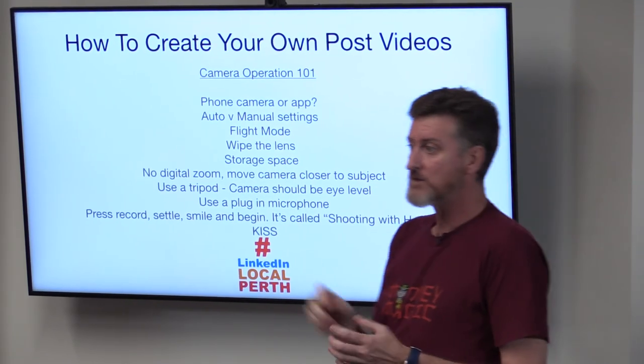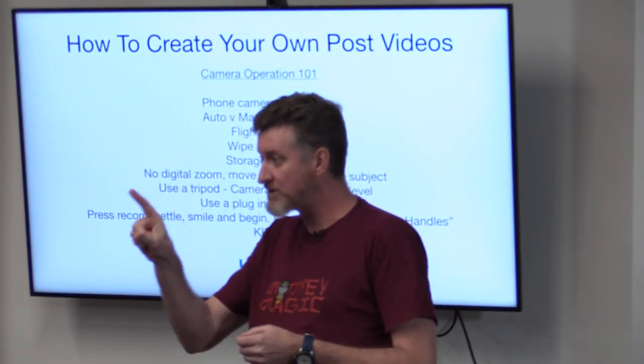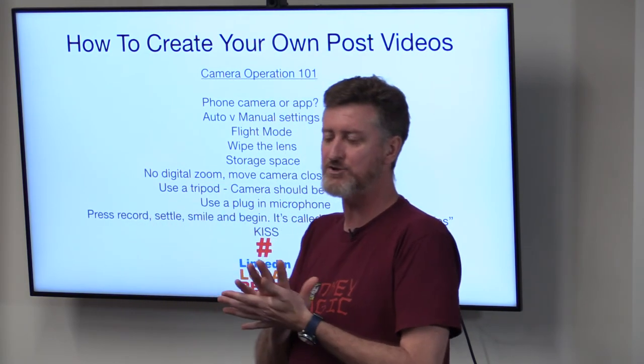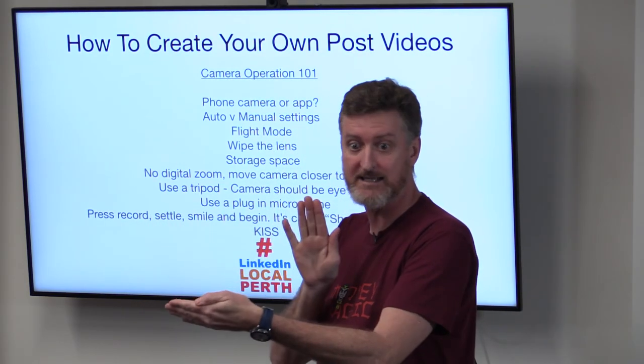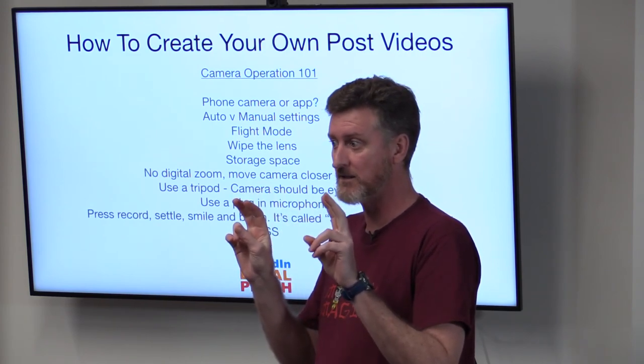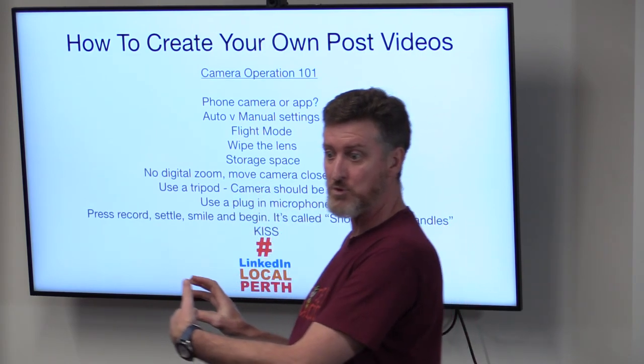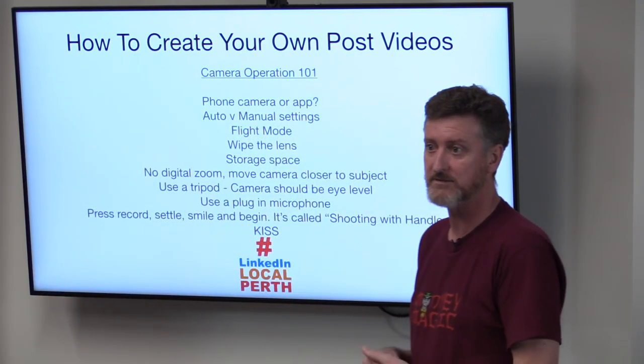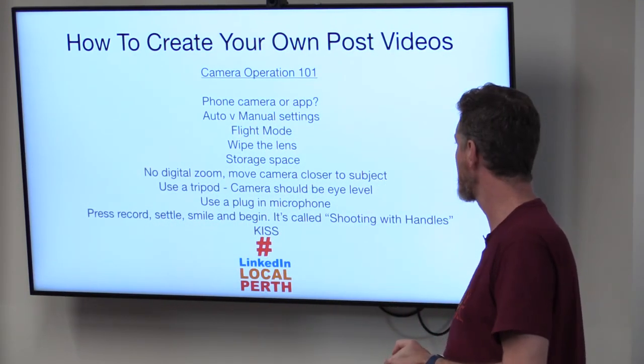Digital zoom. When you pinch and zoom in on the screen, that's called a digital zoom. So what you're doing is zooming in on the pixels in the image. You're not actually moving any glass like in a lens, right? So the object then is to move your camera closer to your subject, because you're going to get a better quality picture than just zooming in, okay?